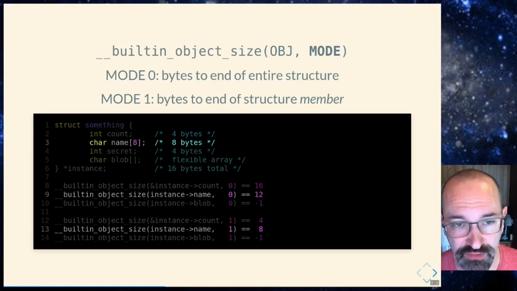And this works for array members. Oh, this is going to be 12 bytes to the end of the structure, or just the size of the array. We've got 8 bytes before you run off the end of that particular member.